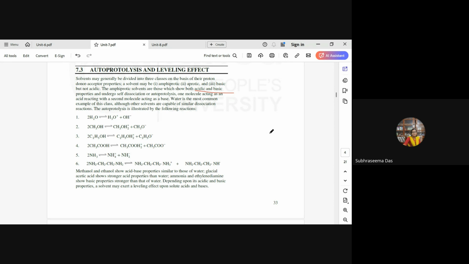Water is the most common example of this class. How water is an example of autoprotolysis is shown in these equations. In the first equation, H2O forms H3O plus and OH minus. Methanol and ethanol also show acid base properties similar to that of water. So these are some of the examples of autoprotolysis.